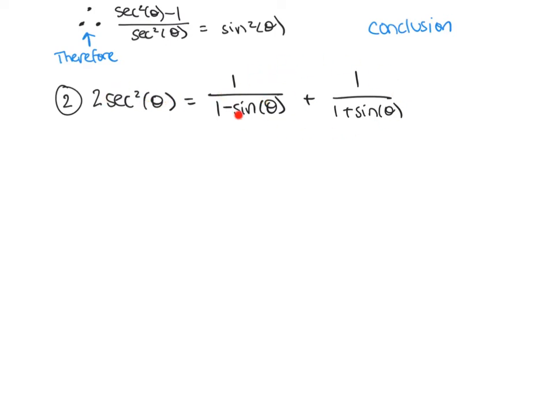So I'm going to start with my right side and go, okay, I've got 1 over 1 minus sine of theta plus 1 over 1 plus sine of theta. I need that to be equal to something.